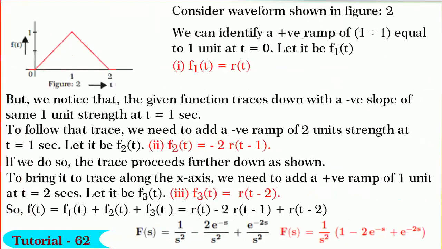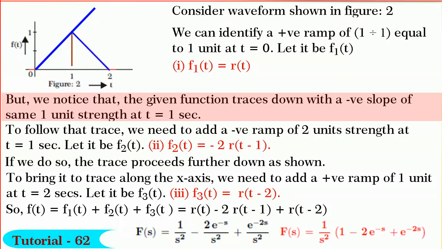Friends, finally, consider the waveform shown in figure 2. Observe the waveform. We can identify a positive ramp of 1/1 equal to 1 unit at t equal to 0. Let it be f1(t) and f1(t) is equal to r(t). That is simple. But we notice that the given function traces down with a negative slope of -1/1, that is equal to -1 unit at t equal to 1 second.